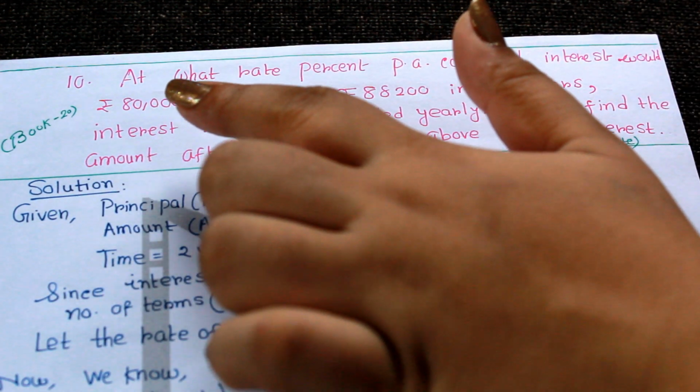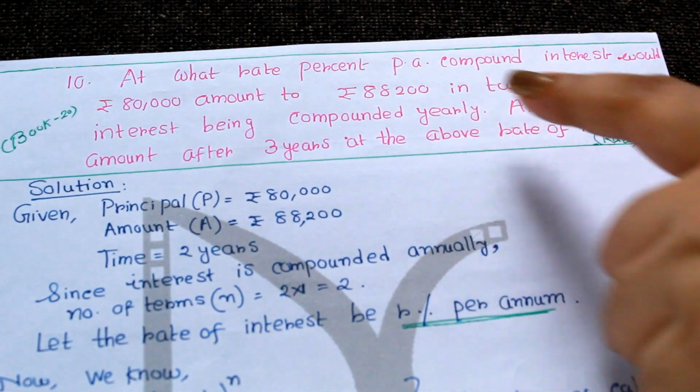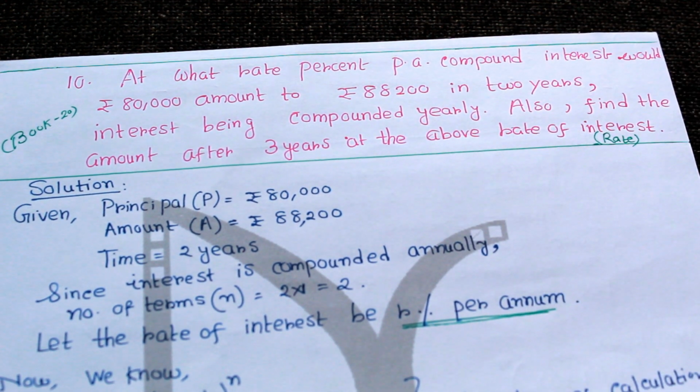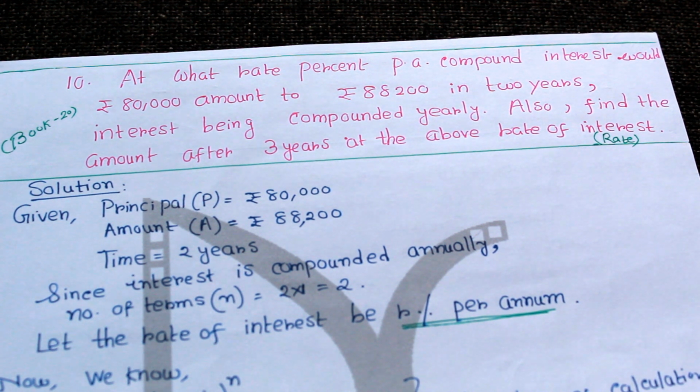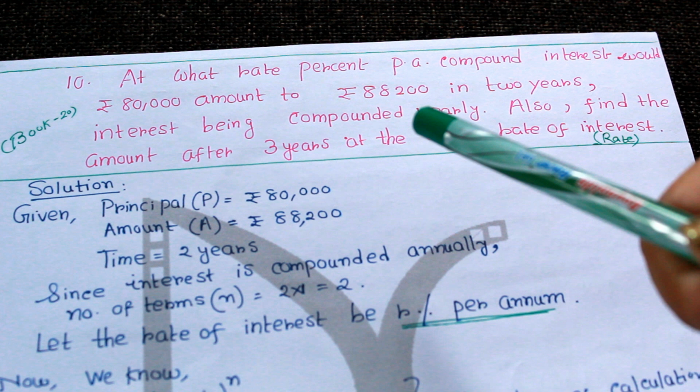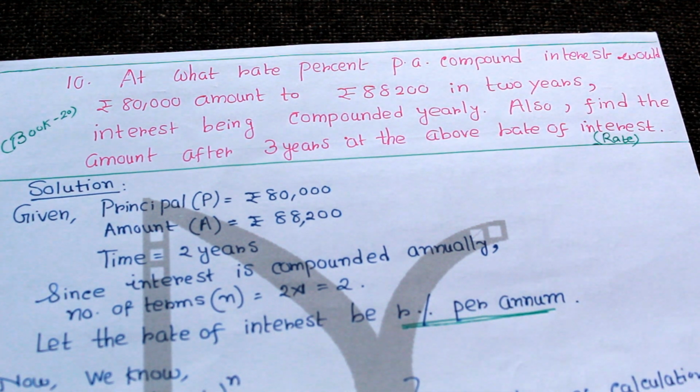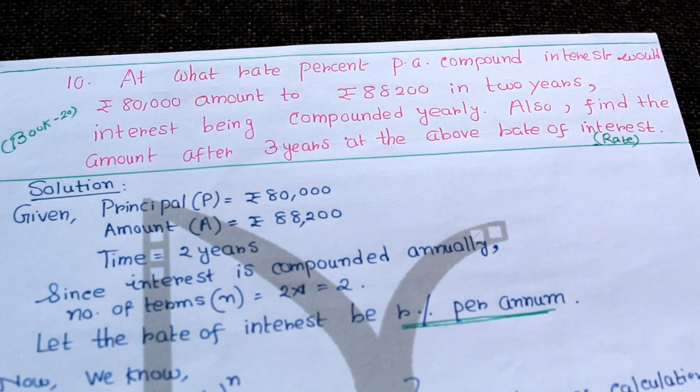They have told that if you keep 80,000 rupees for 2 years, you are going to get 88,200 after 2 years. So here the principal is 80,000 and the amount is 88,200. Since the interest is compounded annually, the time is 2 years, which means n also will be 2 years. You take the rate as r percent per annum. Now like the last sum, you just put everything.